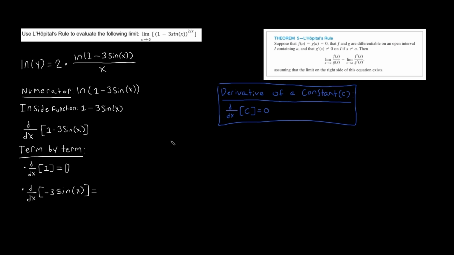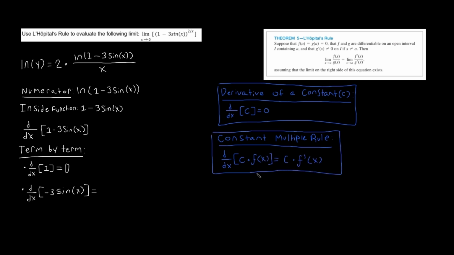To take the derivative of negative 3 sine of x, we need to apply the constant multiple rule for derivatives. The constant multiple rule says that any constant times a function is equal to the constant times the derivative of that function. So here, our constant is negative 3, and our function is sine of x. That means that we're going to take the derivative of sine of x. Then after we take the derivative of sine of x, we're going to multiply it by negative 3.